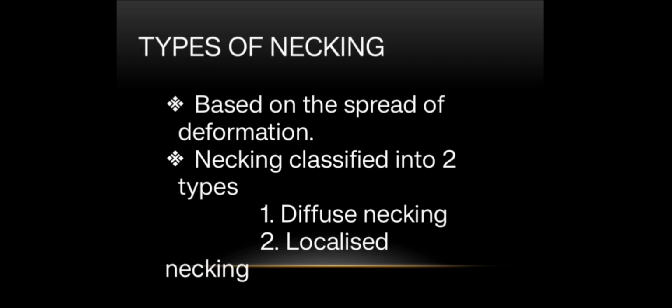Next, the types of necking. Based on the spread of deformation, necking can be classified into two types: diffuse necking and localized necking. Diffuse necking occurs over a large length of the specimen and happens first, similar to the necking in a cylindrical tensile specimen. Localized necking occurs in a narrow band in the final stage before fracture, and is also common in sheet metal forming.